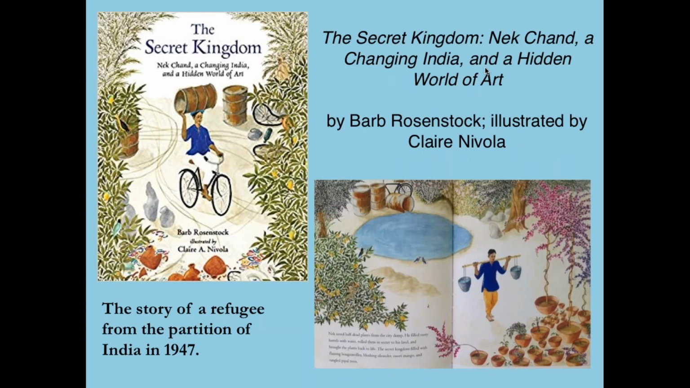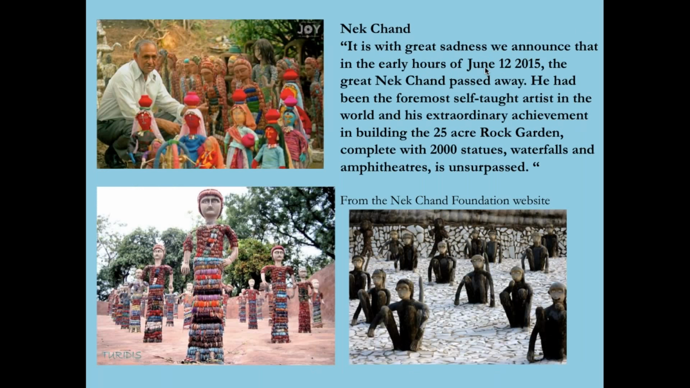The Secret Kingdom, about someone who's not well known at all, a man who was completely uprooted. He was a Hindu, but living in the part of India that was being partitioned, eventually became Bangladesh. He had to find a new home. He lived in obscurity. People did not know what he was doing, but it was later found out that, living on his own in obscurity, he had actually created 2,000 statues, waterfalls, and amphitheaters. He left an incredible legacy.